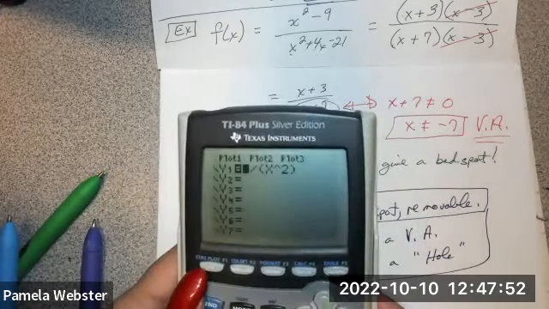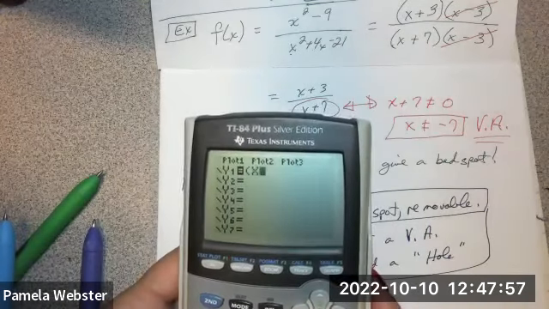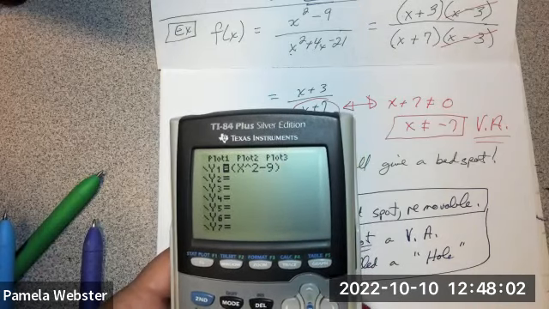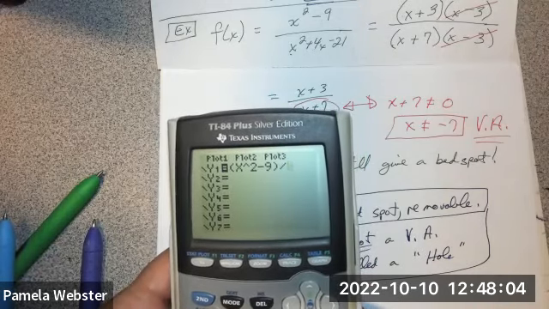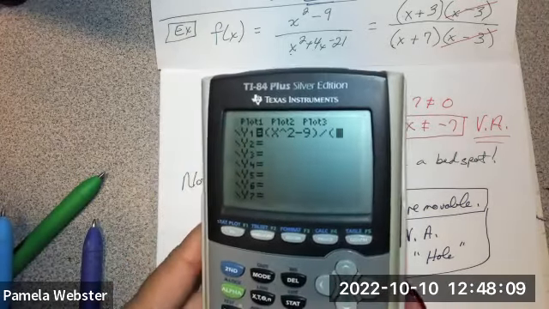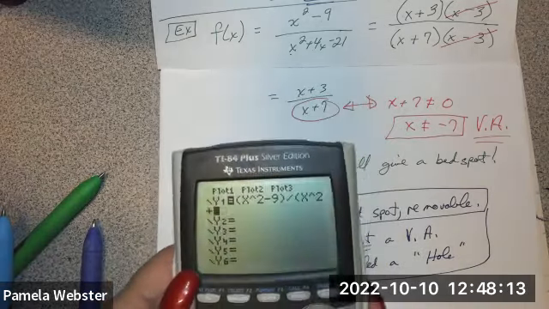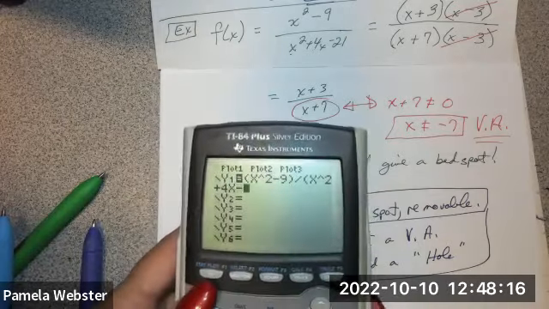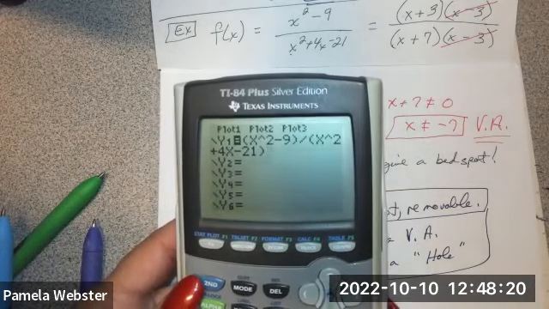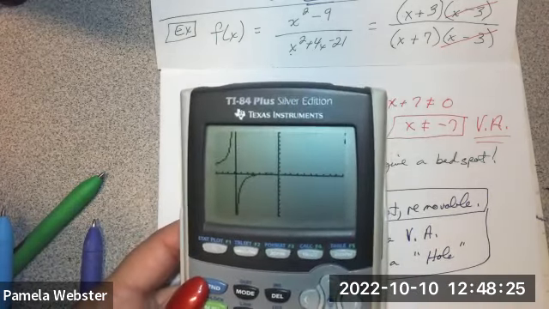So let's plug this guy in. To do it, I'm going to put in parentheses, x squared minus 9, close my parentheses, that's my top, divide by, and again, I'm going to use parentheses because I wanted all this stuff to stay in the bottom. So it's x squared plus 4x minus 21. Okay, that's what that is. All right, there we go.